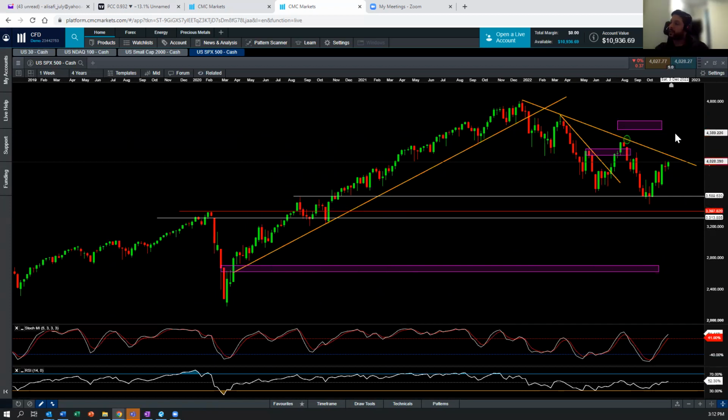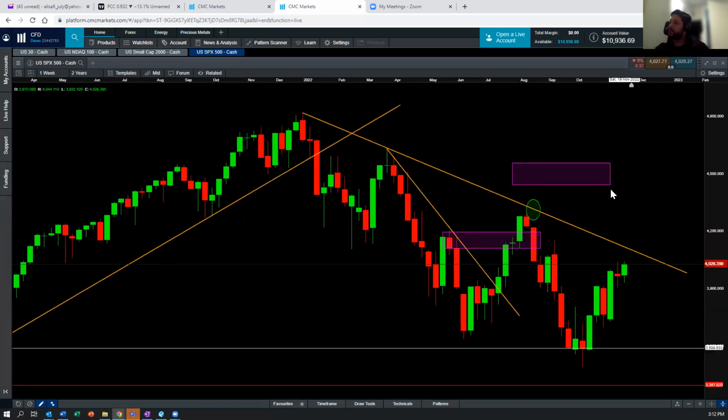All right, so here's the weekly chart. This is supply area. This is drop, base, drop. I like that consolidation right there. Yeah, this drop is great.